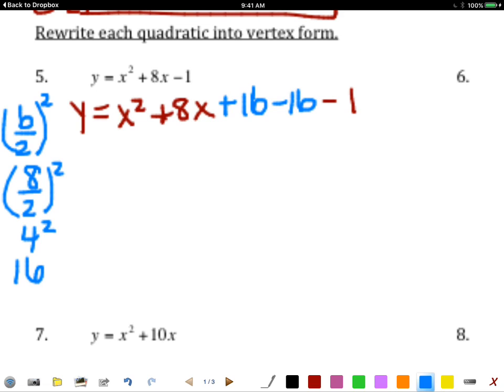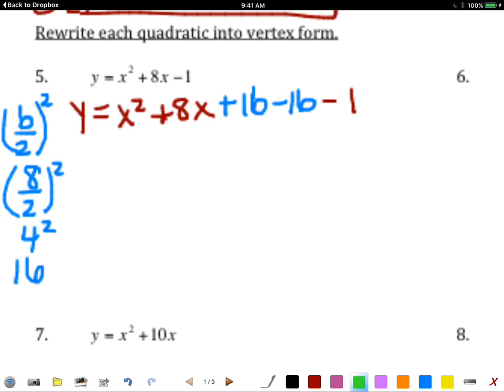Okay, now let me explain something. By putting plus 16 minus 16, we haven't actually added or subtracted anything to that side of that equation, correct? Because 16 minus 16 is 0, right? Okay, so we haven't really done anything. We've added things in there visually, but as far as amount, we haven't added anything or subtracted anything.